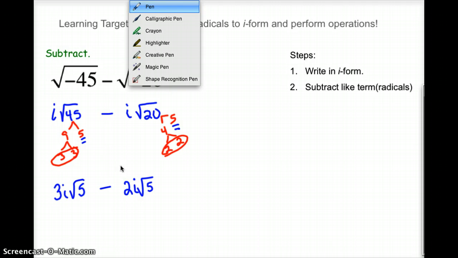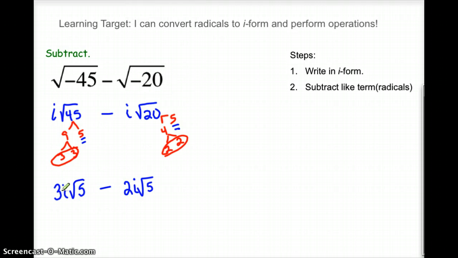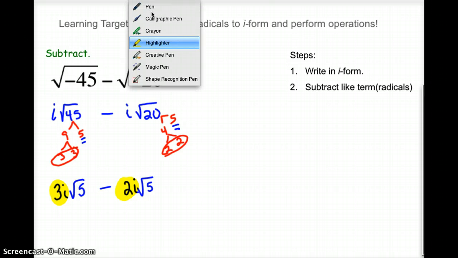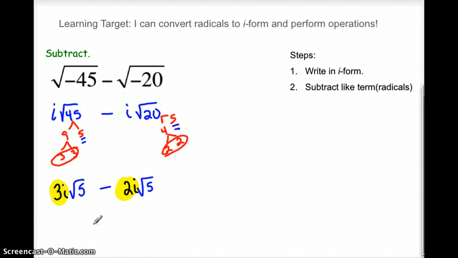So again, I've got like radicals. They're both radical 5s, so we can actually subtract here. 3I minus 2I would leave me with 1I radical 5. But technically, I could say that I don't need that 1. Okay, and I could say that this would be my difference. That would be my answer from subtraction.